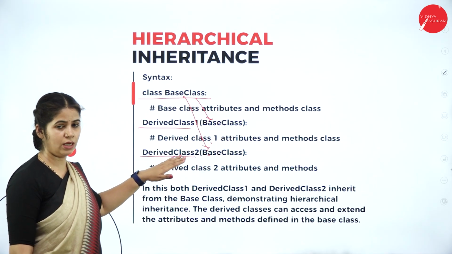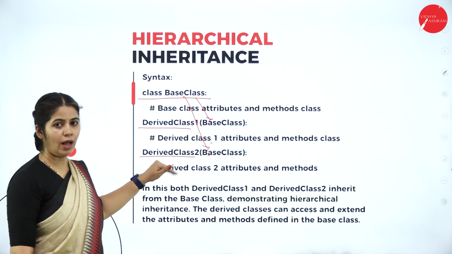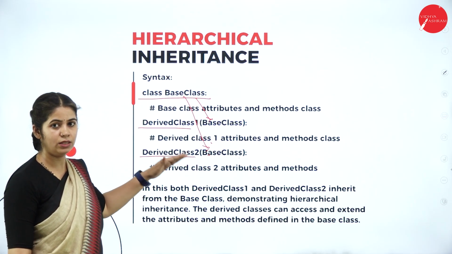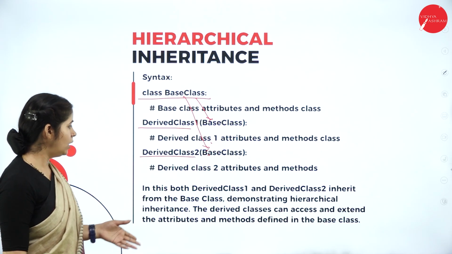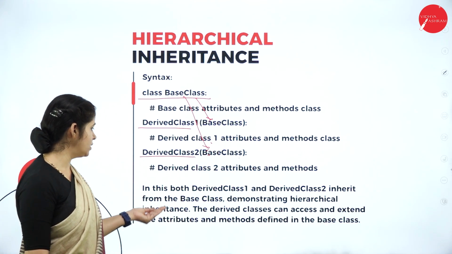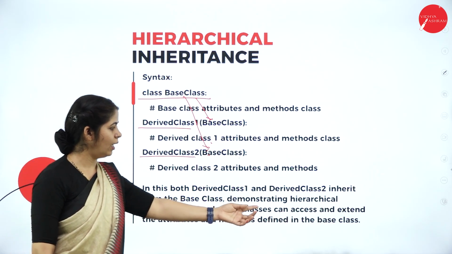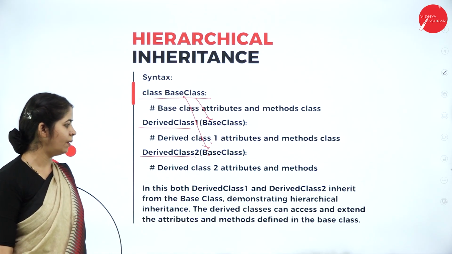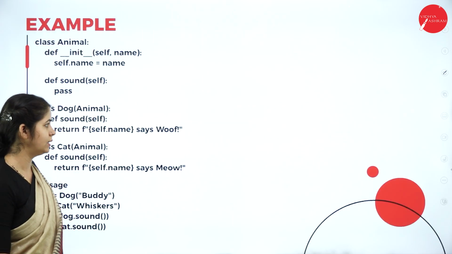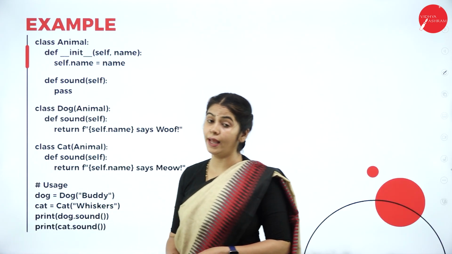Similarly, derived class 2 will also have the attributes and the methods of the base class and its own attributes and methods. In both derived class 1 and 2, inheritance from the base class demonstrates hierarchical inheritance. The derived class can access and extend the attributes and the methods defined in the base class. So let us see an example for hierarchical inheritance.